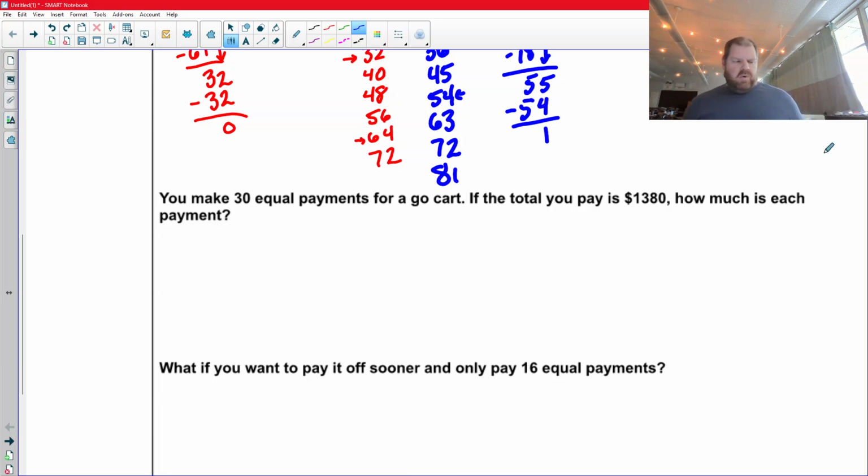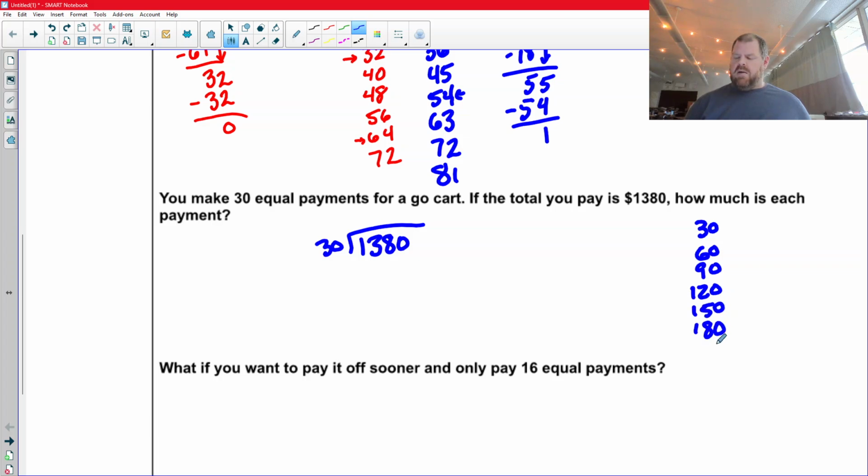The next problem is where we might use something like this. So I want to make 30 equal payments for a go-kart. The go-kart costs a total of $1,380. How much will each payment be? That problem turns into $1,380 divided by 30. I need a list of multiples of 30. We get 30, 60, 90, 120, 150, 180, 210, 240, and 270.